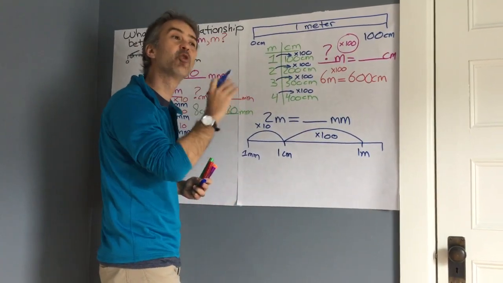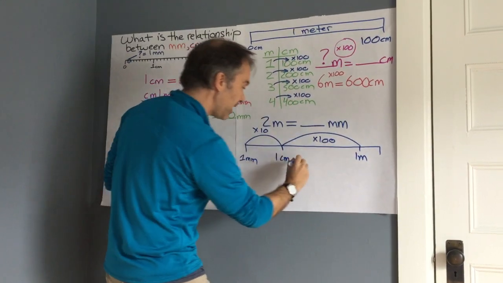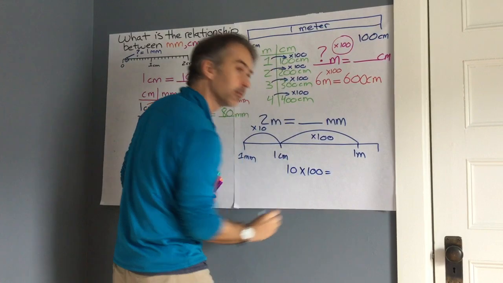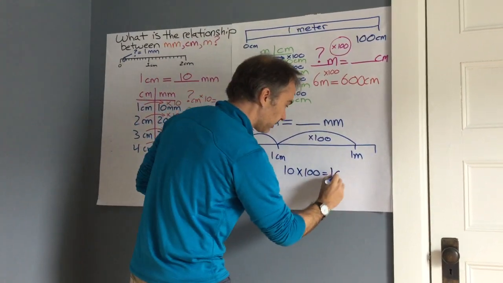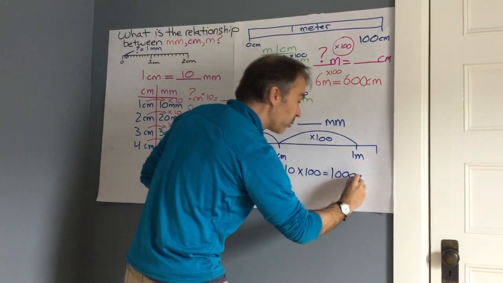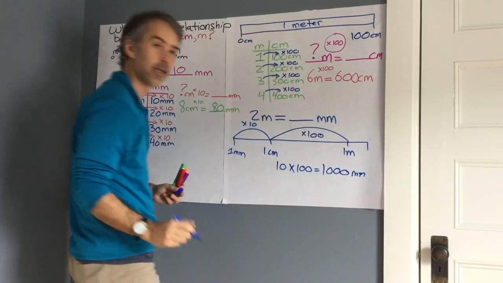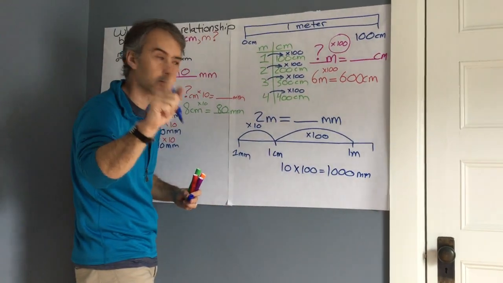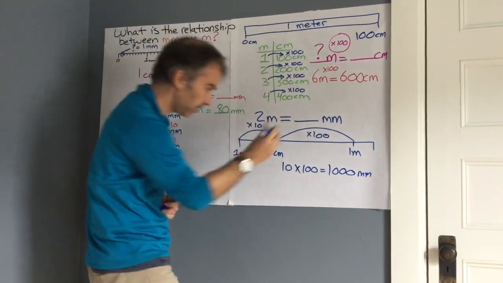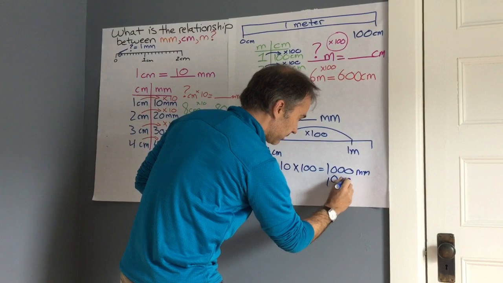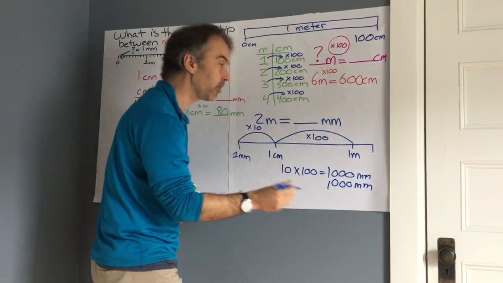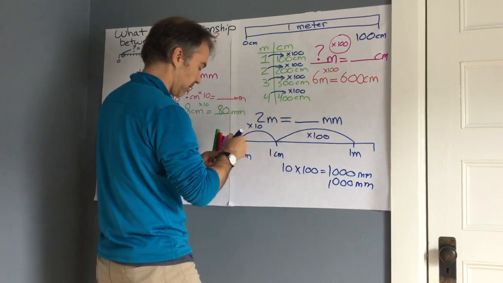What's 10 groups of 100? What is 10 times 100? It's 1,000. So I know that there are 1,000 millimeters in 1 meter. Well, how many are in 2 meters? That's right, I double it. 1,000 millimeters and another 1,000 millimeters gets me 2,000 millimeters.